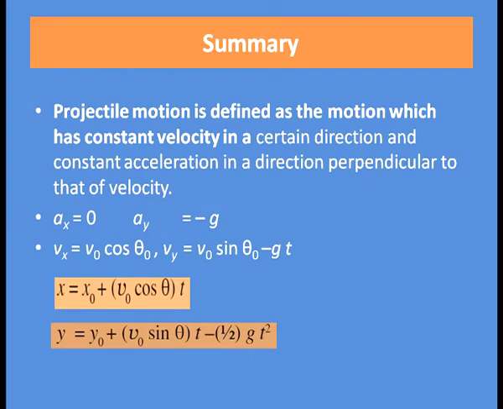Projectile motion is defined as the motion which has constant velocity in a certain direction and constant acceleration in a direction perpendicular to that of velocity. Ax equal to 0, Ay equal to minus g. Vx, that is horizontal component of velocity, equal to V0 cos theta 0, Vy, the vertical component of velocity, equal to V0 sin theta 0 minus gt. X, the distance covered in horizontal direction, equal to x0 plus V0 cos theta into t. Y equal to y0 plus V0 sin theta into t minus half gt square.